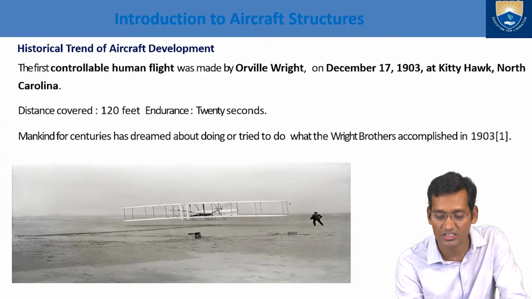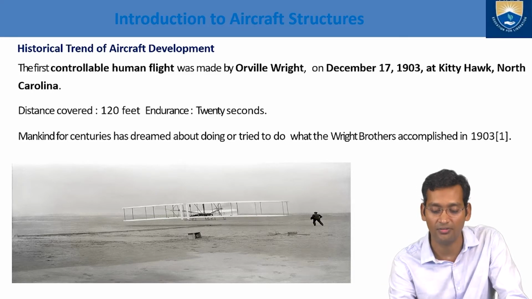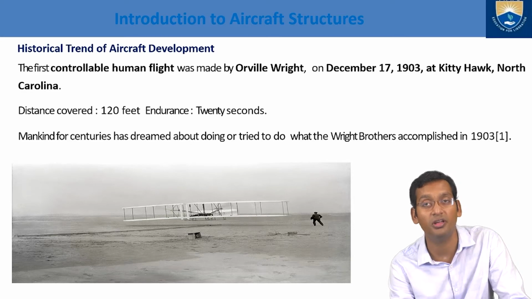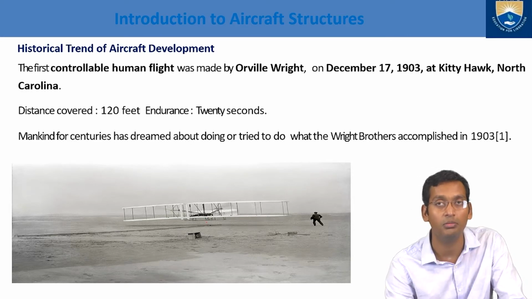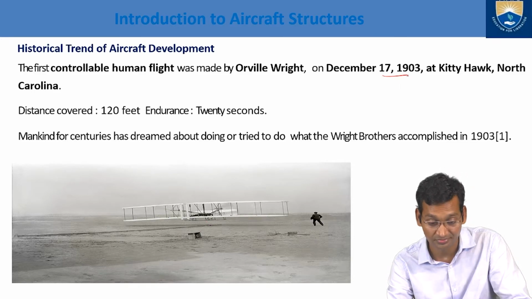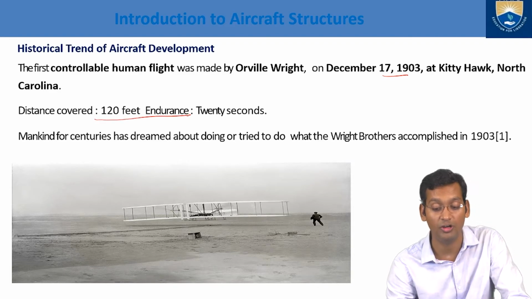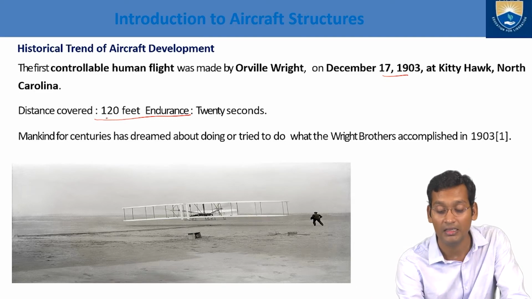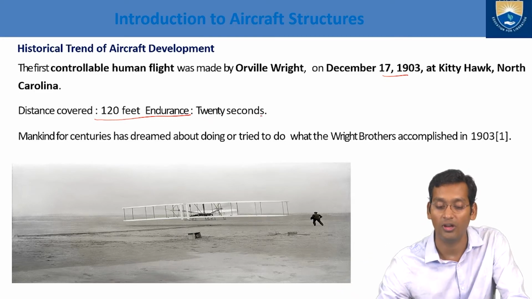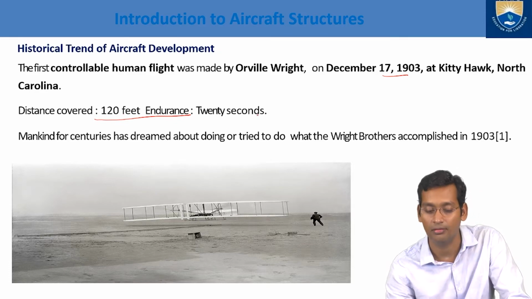So just see, this is the first flying aircraft given by the Wright brothers that everyone knows. First flying aircraft is what? By the Wright brothers. This is controllable flight, not first flight. They tested many times before that also. Controllable flight by the Wright brothers was in 1903 in North Carolina. Now how much did they fly? Their endurance was 120 feet. That is the distance covered, 120 feet, and for 20 seconds it flew.